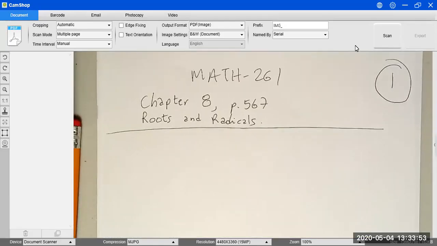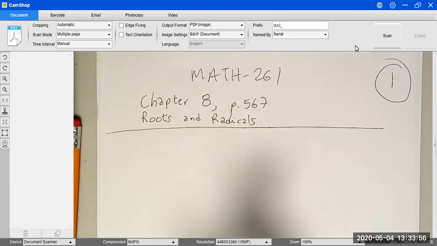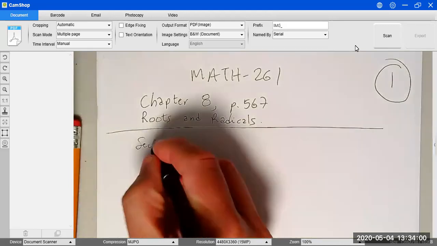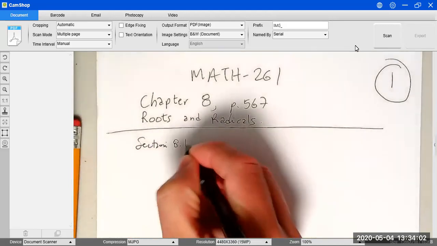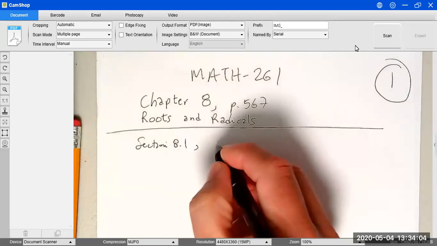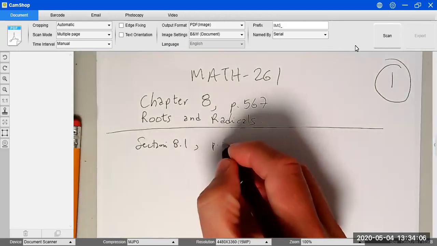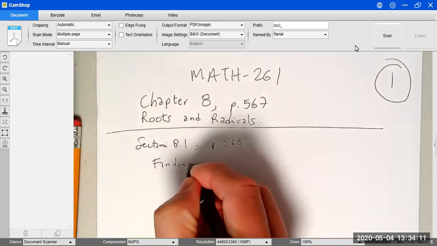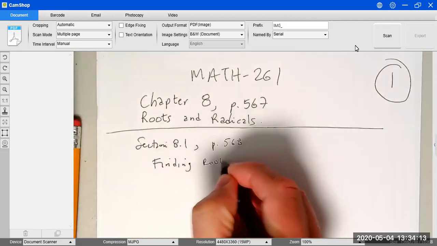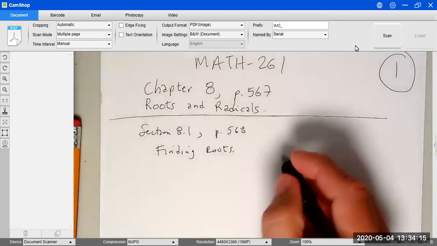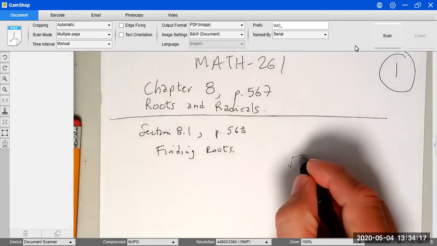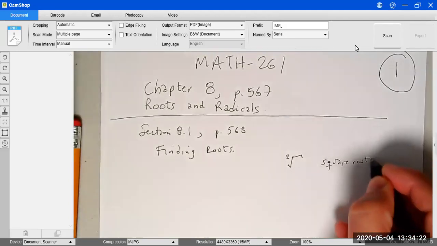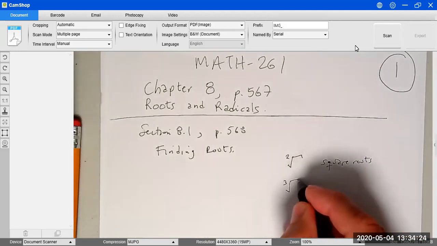So chapter 8 about roots and radicals starts on page 567, and we're going to go directly to section 8.1, which is just about finding roots. Finding roots. We're going to focus on only two kinds of roots: square roots and cube roots.